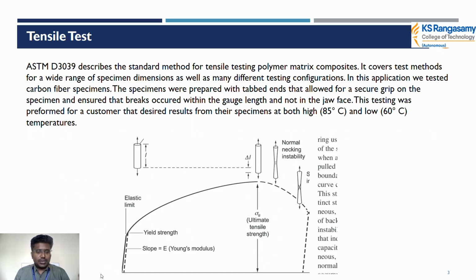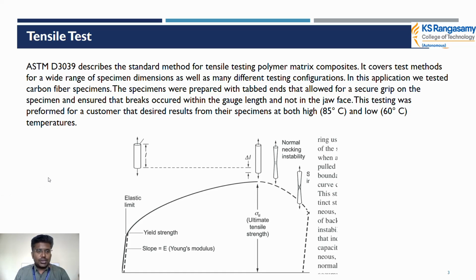So in the UTM machine test, the following points will be calculated on the curve. The first point is the elastic limit, the next point is the yield strength, and the third one is the ultimate tensile strength. The last one is where the material breaks. So these are the stress-strain curves for the composite material.